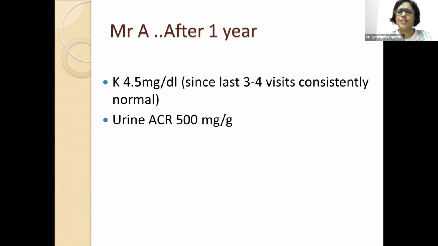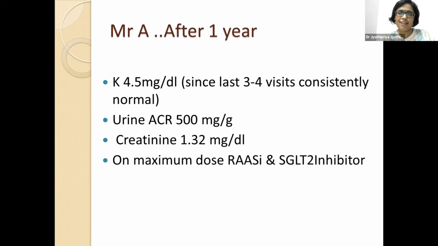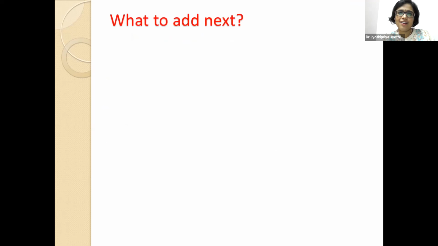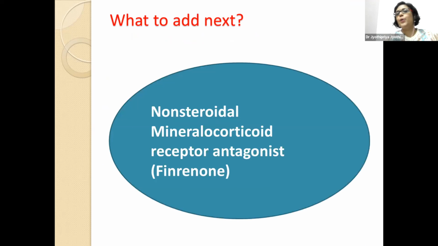Urine ACR is 500 milligram per gram. Still, the albuminuria persists. Creatinine is almost stable, 1.32. Now, what next? So, maximum dose of ARBs, SGLT2 inhibitors. Now, what is the next option? So, there comes the role of mineralocorticoid receptor antagonist, that is Finerenone. This is actually a relatively newer drug.